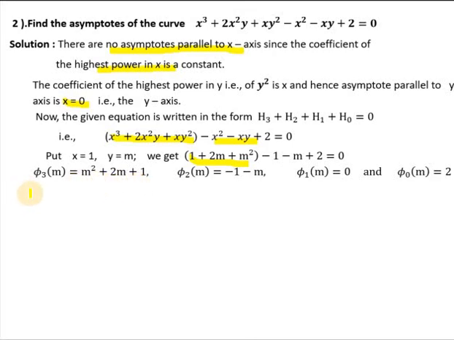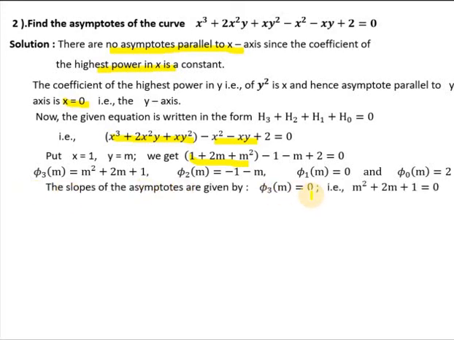So the slopes of the asymptotes are given by phi 3 of m is equal to 0. That means m square plus 2m plus 1 is equal to 0. It's a quadratic equation, so (m plus 1) whole square is equal to 0. So we get the two roots m is equal to minus 1 and minus 1.